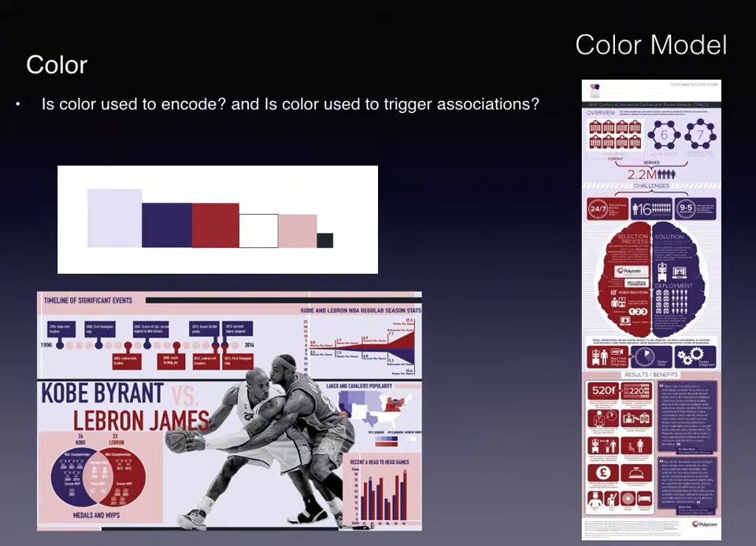Is color used to encode? And is color used to trigger association? Yes. I use color encoding. Again, I use color encoding throughout my infographic. I use purple to associate the information about Kobe, and I use red to associate the information about LeBron.